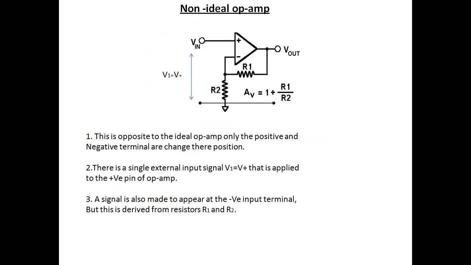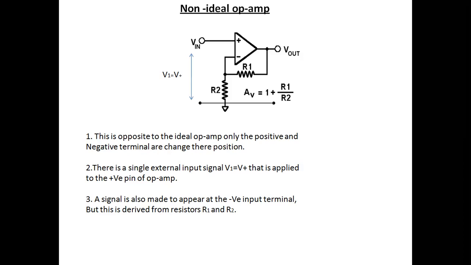Now, we are supposed to study the non-ideal op-amp. Here, at the output, we are connecting the voltage divider circuit. This is the opposite of the ideal op-amp. In our ideal op-amp, we require output resistance to be 0. Here, the output resistance will be infinite.